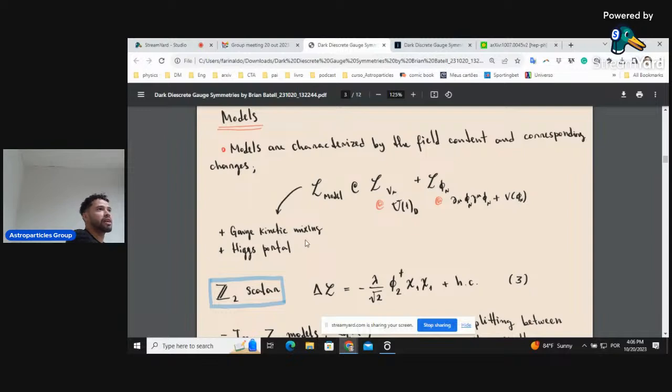It means that I will make this kind of thing here. I will have my chi. This chi goes to minus chi, and then it will prohibit some terms in my Lagrangian, and so on.